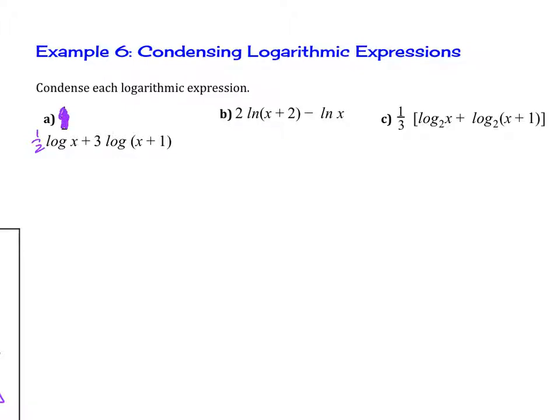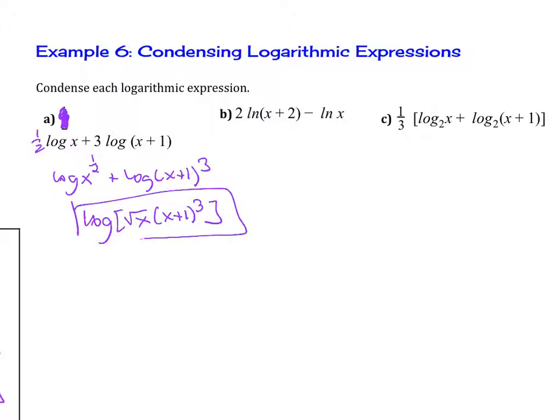So what I'm going to look at is that 1/2 should go as an exponent. So log of x to the 1/2, and then this 3 also becomes an exponent. So plus log of (x plus 1) to the 3rd. So when we continue to do this, we can just condense it. We know that when we're adding, we can multiply these. So we can say x to the 1/2, that's just square root of x, and then times (x plus 1) to the 3rd. And now that is fully condensed, and we are done. You don't have to multiply that through or anything.